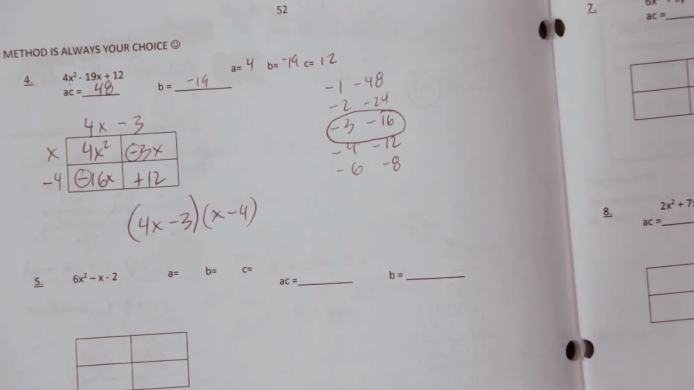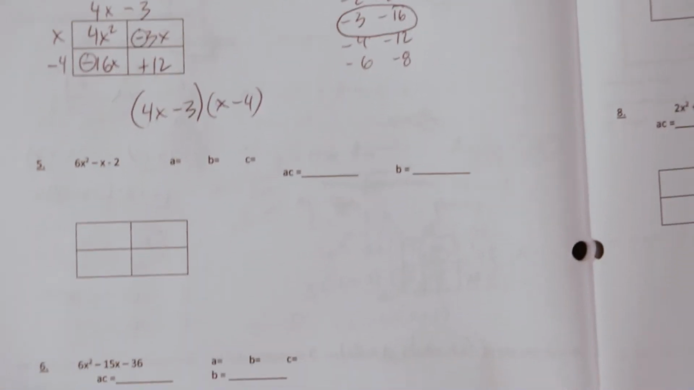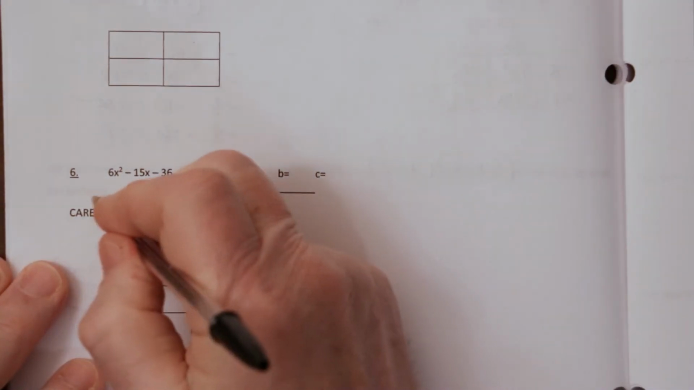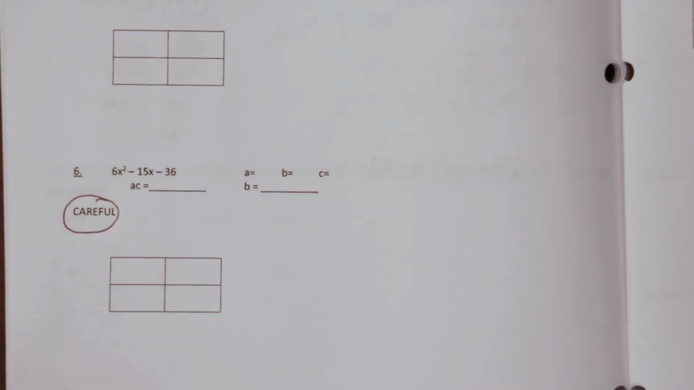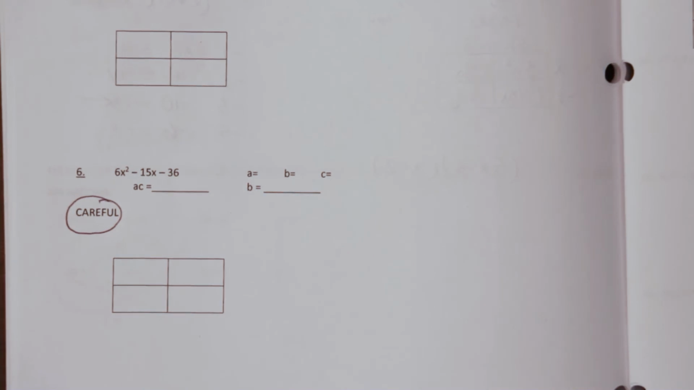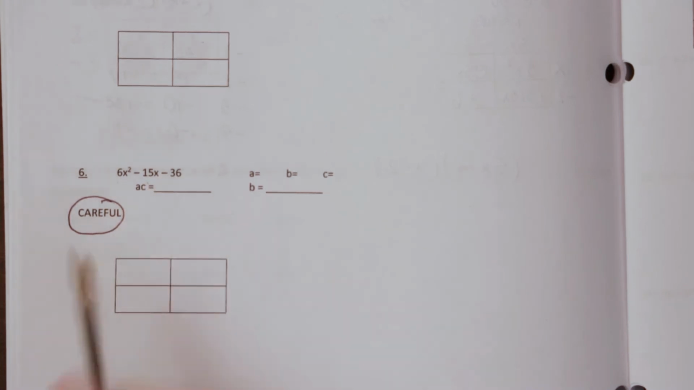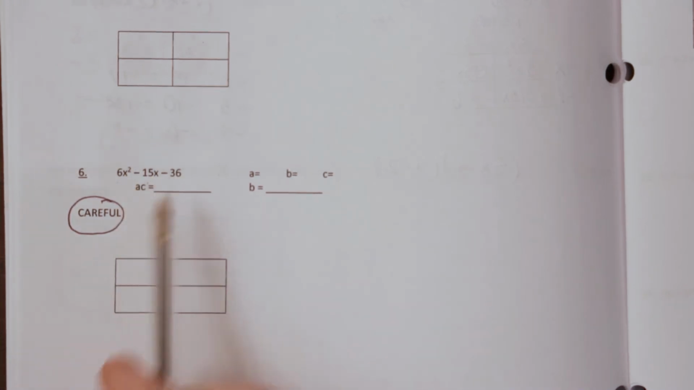Okay. All right. So now we go down the bottom one. Notice I even gave you a little careful there. So why would I put a careful there? What do you notice about these? You know, you could say, well, A is 6 and B is negative 15, and C is negative 36, and 6 times 36 is 216, and factors and blah, blah, blah. But you would be wrong.